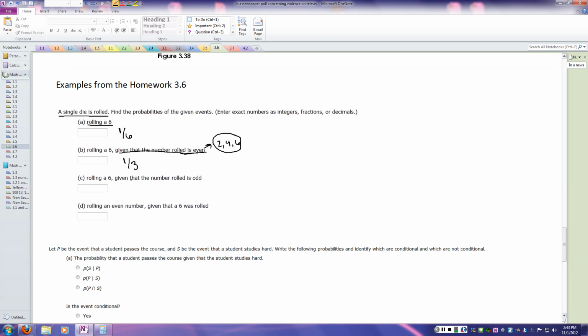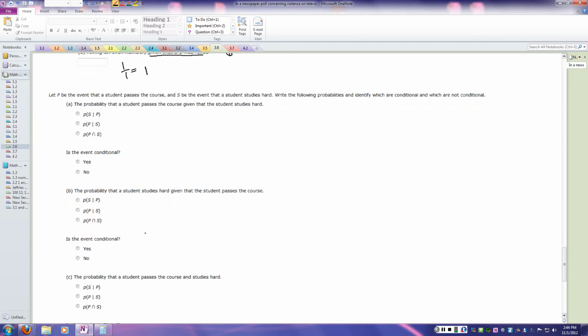Rolling a 6, given that the number rolled is odd. Odd numbers are 1, 3, and 5. So 6 doesn't show up here, so the probability of getting a 6 is 0. There's 0 6s out of 3. Rolling an even number, given that the roll was 6. Well, you roll a 6. How many even numbers are there? 1 out of 1, so your probability there is 1. So hopefully this makes sense.